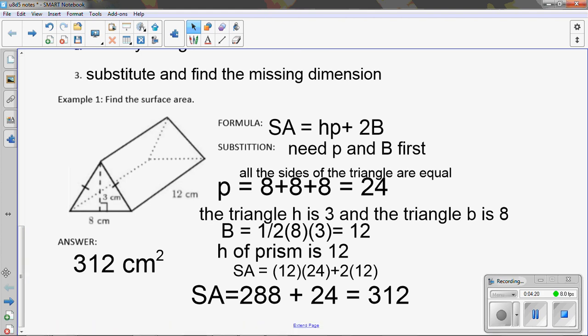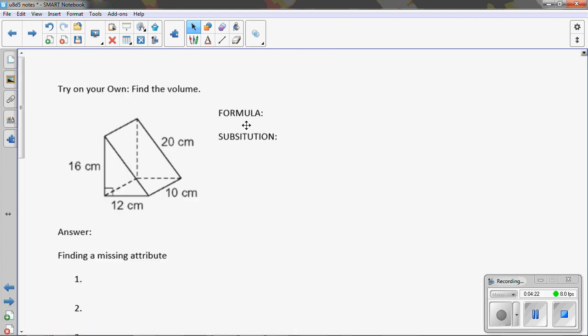Okay? You guys are going to try this one on your own. This triangle is a little bit different. Here's your base. Here's your height of the triangle. The height of the prism is 10. Okay, so the height of the prism is the distance between the 2 triangles. And then this side is 20. So they're the same. Okay, so you need to find your formula, your substitution, and your answer.